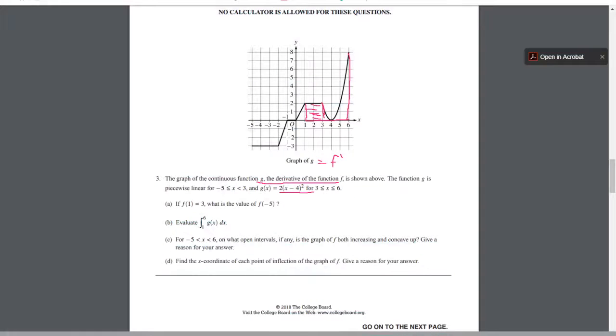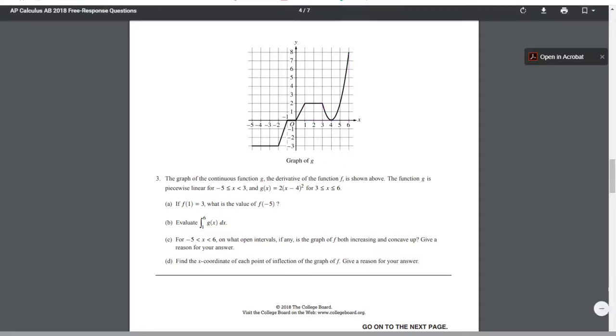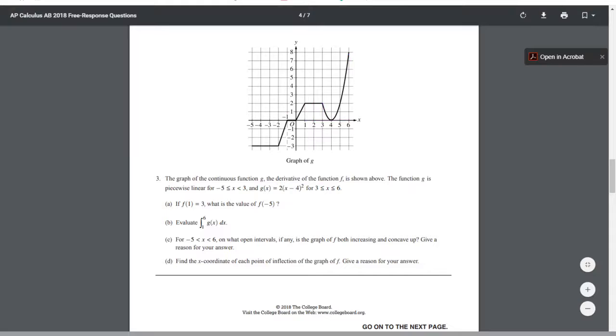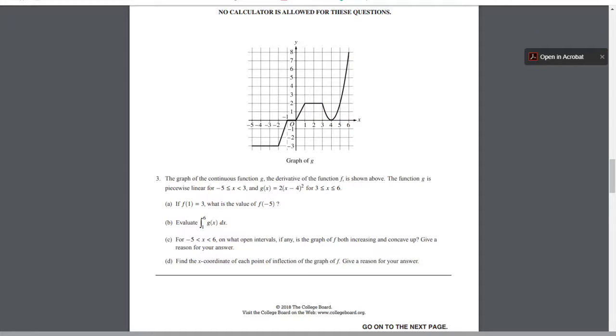All right, between -5 and 6, on what open intervals, if any, is the graph of f both increasing and concave up? Give a reason for your answer. So increasing and concave up. We're looking for places where the derivative is positive. So that's this graph, essentially, where g is positive, and where the second derivative is positive.